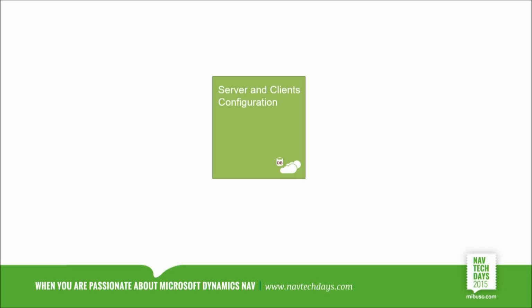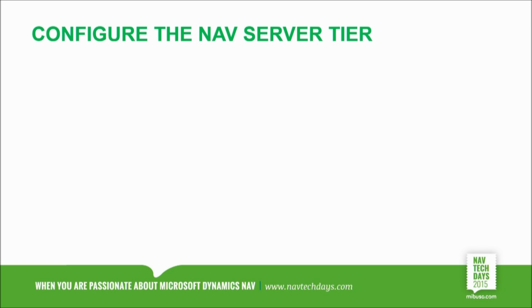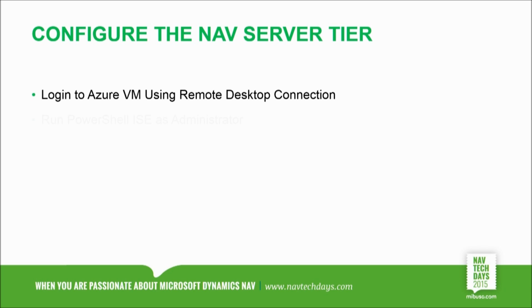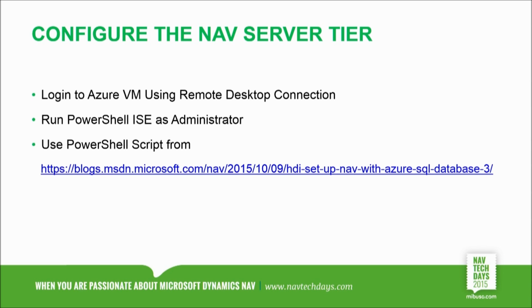Now, I want to show how to configure server and client configuration. To configure the NAV server tier, we need to log in on this virtual machine using Remote Desktop Connection. After that, we need to run PowerShell ISE as administrator. And we need to use a PowerShell script.